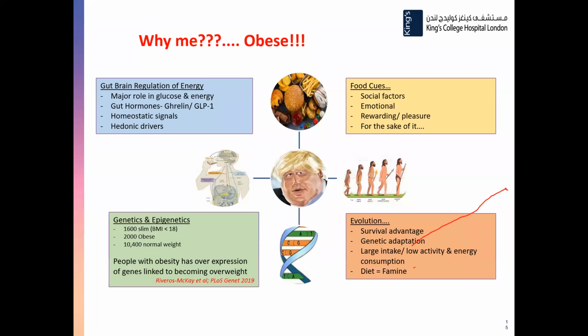And very lastly, a very nice study. Look what they've done. They looked at around 15,000 to 16,000 people. So 10,000 were normal weight, 2,000 who were obese, and 1,600 were really slim. And they actually found those genes in these individuals that express the genetics for obesity. So it is genetics. It's not all the patient's fault that he was just eating and therefore cannot lose weight.